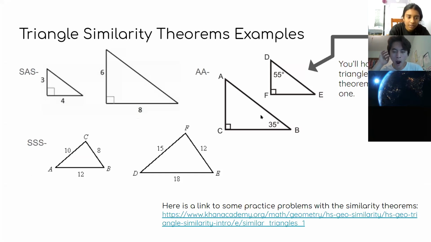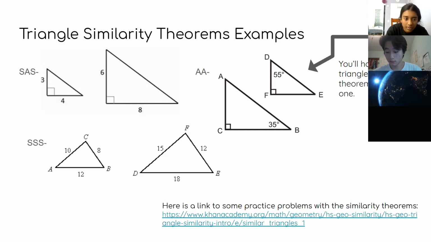And then these are some examples. So again, SAS, this is similarity. Like we said before, with SAS, these two triangles are scale models of each other. Even though they are demonstrating SAS, they are proportional scale models of each other.